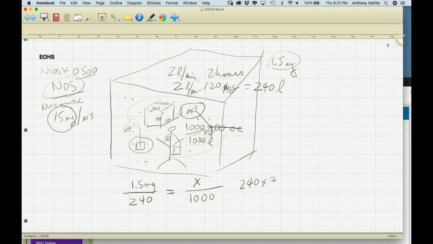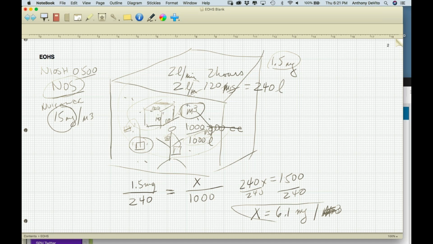240x is equal to 1,500. Divide by 240. And x is going to be equal to about 6, right? Roughly 6 point, so maybe 6.1. 6.1 milligrams per 1,000 liters, or in other words, per cubic meter. That's the calculation. That's it. That's the whole deal, right?